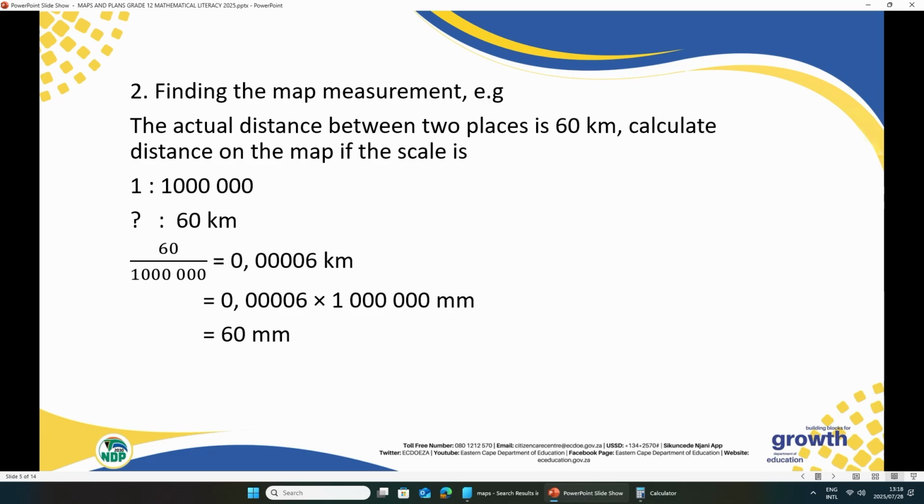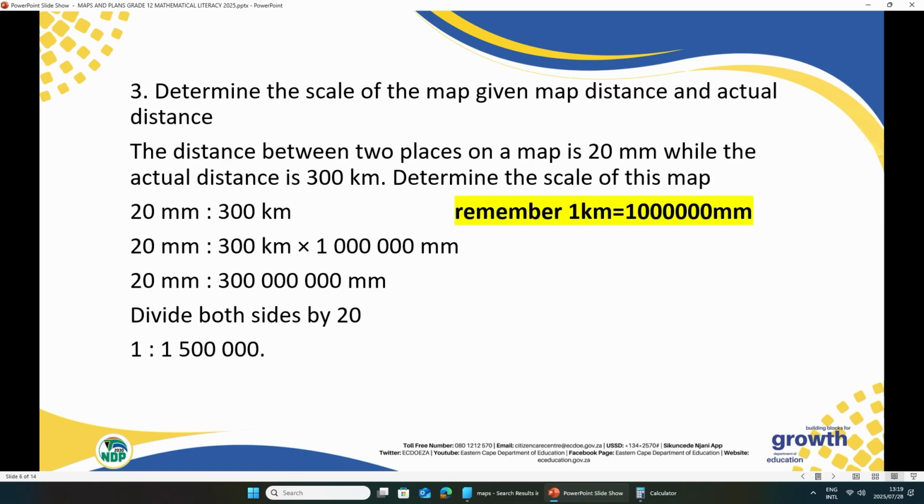So in this case, I converted that one to millimeters. From big unit to smaller unit, we multiply. And remember, 1 kilometer equals 1 million millimeters. So when we multiply that by this one, we get 60 millimeters. So this place, which is 60 kilometers in reality, when we measure it on the map, we must find 60 millimeters. Let's go to the third type of question you can be asked.